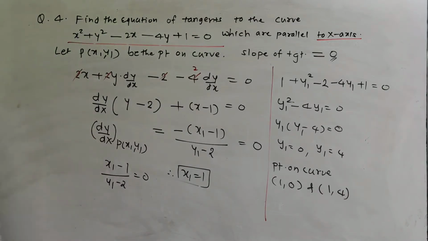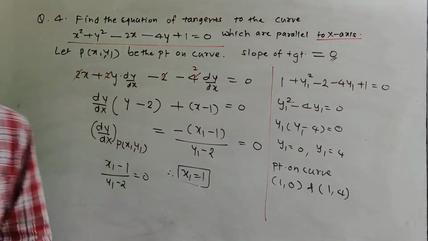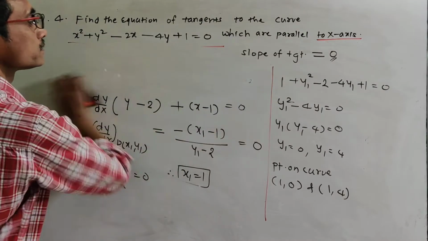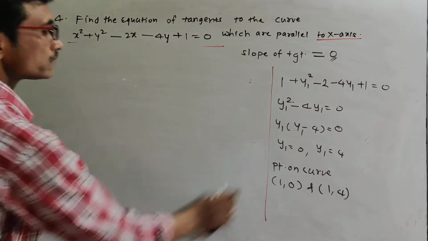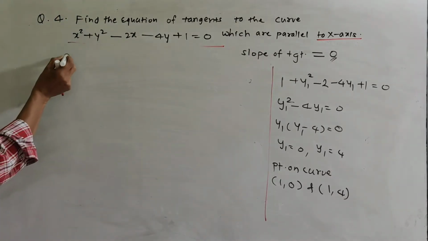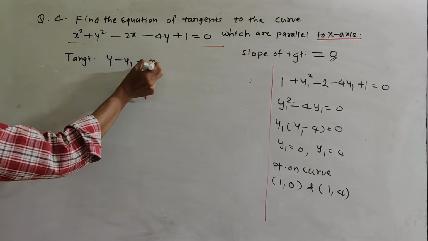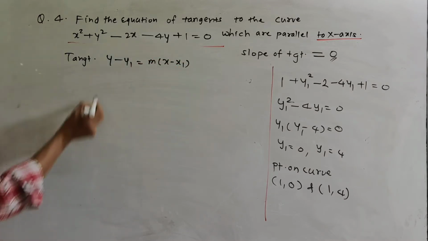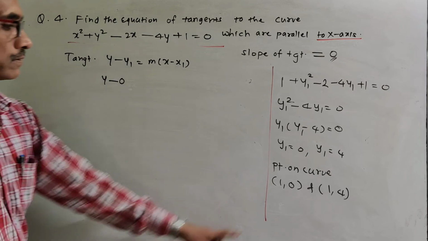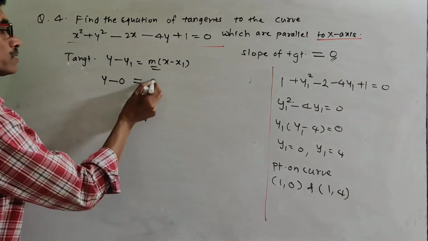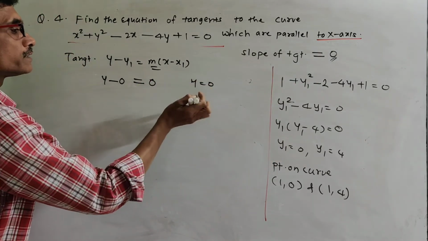These are the points where you have to draw the tangent. Now the slope of tangent is what? 0. So we find the equation of tangent at this point. Equation of tangent: y minus y1 is equal to m into x minus x1. Y minus y1, that is y minus 0, and slope m is already 0, so it is 0. So y is equal to 0 is one tangent.